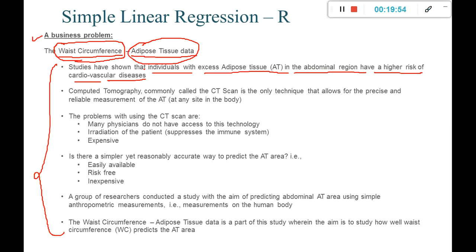So CT scan is the only technique available which allows for precise, reliable measurement of AT. Currently there is only one way available, that is called CT scan. If you do a CT scan of a person, then you will come to know how much adipose tissue is there in the respective person's waist circumference.